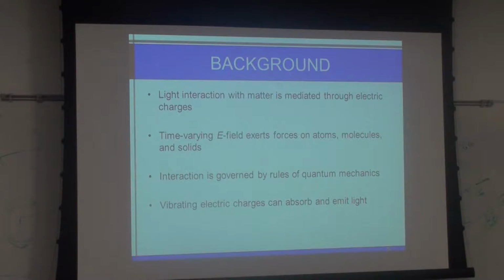Vibrating electric charges can absorb and emit light. That's a key point in understanding light-matter interaction: these transitions from lower energy to higher energy, and from higher energy to lower energy, are how the medium interacts with the environment.